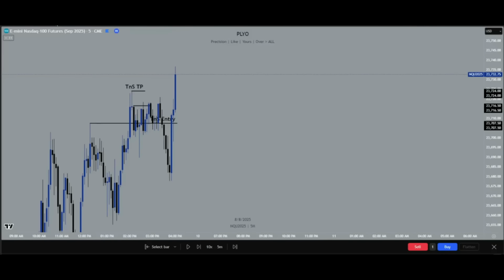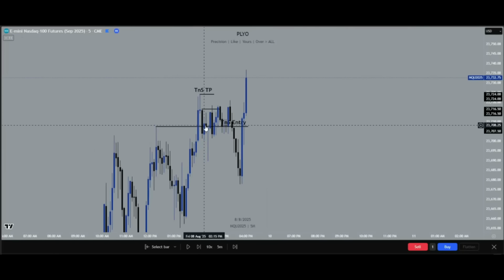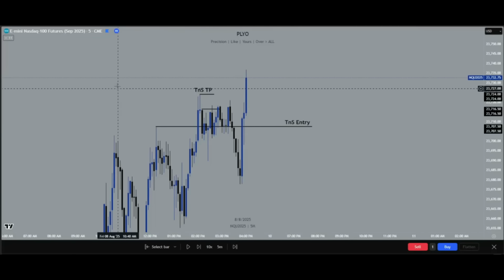And once again, on the 30-second, we're not even worried about everything that happens after this because we want the inverse immediately. Why do we want it immediately? Because we want it to wick off the TNS entry. Now, you can see here, we did not wick off the TNS entry. We only wicked off it about right here. That's not what you want. That's not at all what you want. That's not what we're looking for, okay?